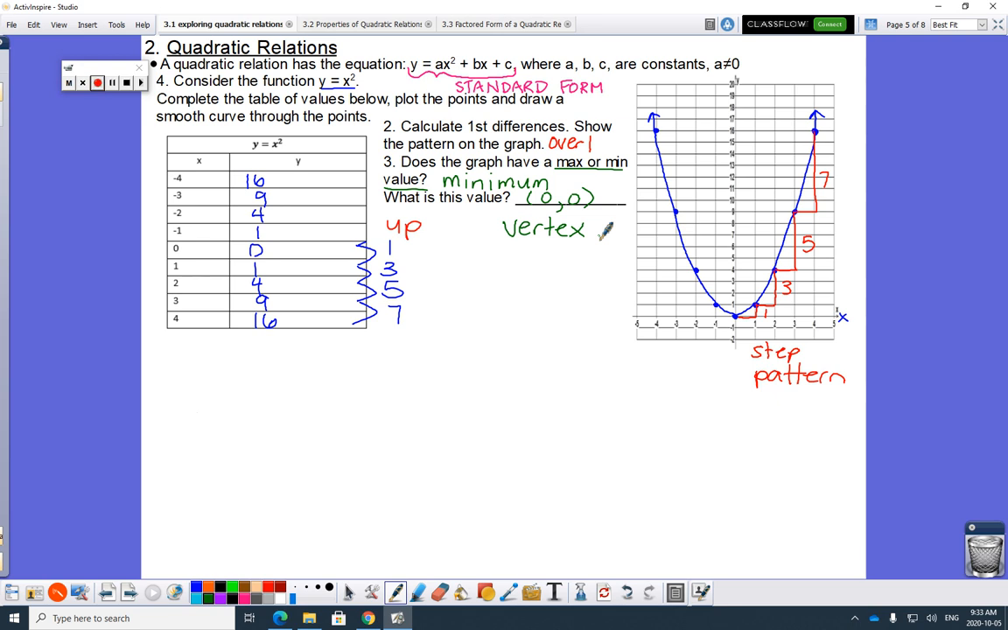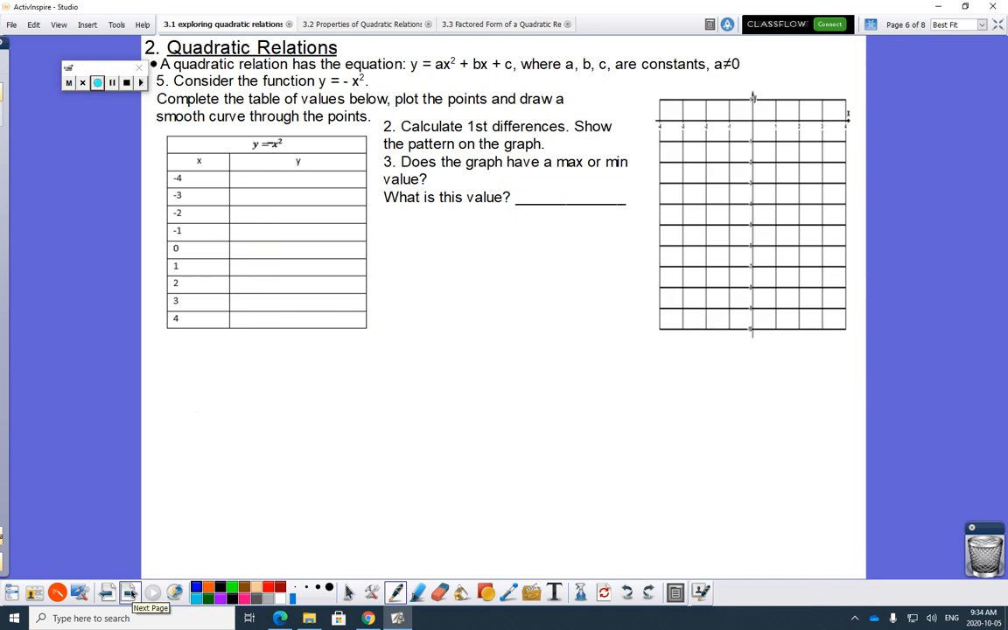So, often when you look at parabolas, they'll ask you about what the vertex is. What's the step pattern? Is the value maximum or minimum? So we're going to do the same thing over and over again. Okay? So it's hard to tell, but this is supposed to be negative x squared. If that's hard to tell for you, scratch out what I typed and write it for yourself. Okay, so now we're going to do the negative.